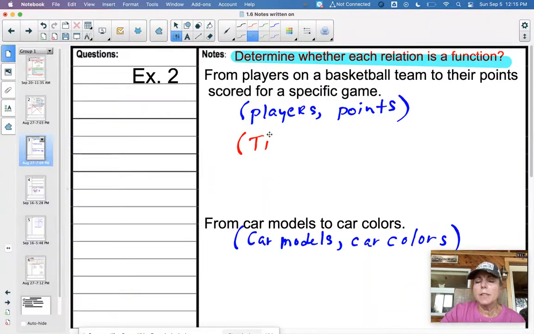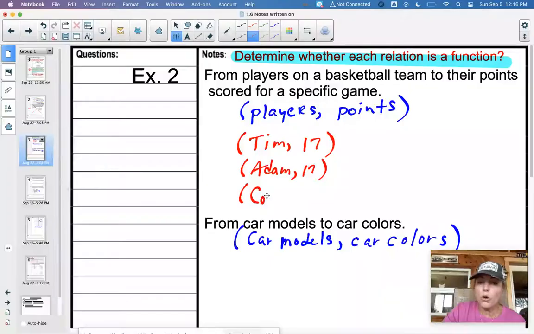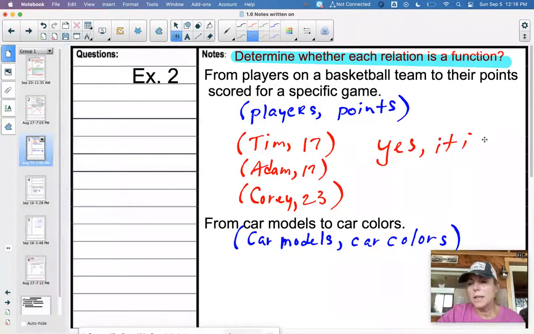Well, Tim is a player. Maybe he scores 17 points. Adam is a player. Maybe he scores 17 points also. Corey is a player. He scored 23 points. This is going to be a function. The answer is yes, it is a function. The X's are not going to repeat. Every player on the basketball team is a different person.